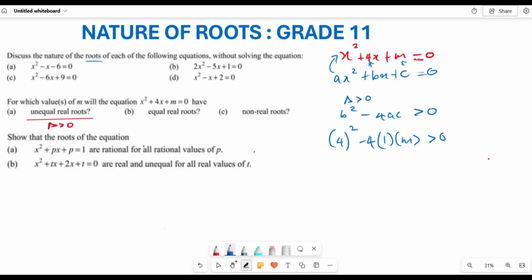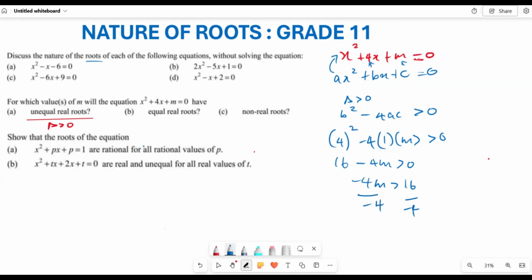Now we are saying here this is going to be 16. Subtract now 4 multiplied by 1 is 4, and then 4 multiplied by 1 is negative 4, and then negative 4 multiplied by m is negative 4m, which is greater than 0. Now what is it that you are going to do from here? We are going to transpose. You are going to say negative 4m is greater than 16. Now from here, you are going to divide by negative 4.